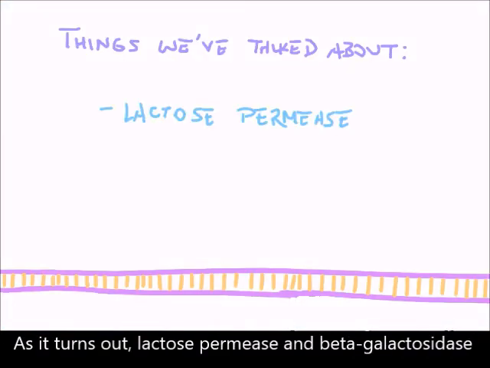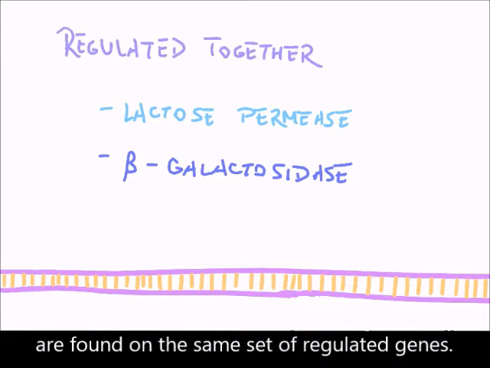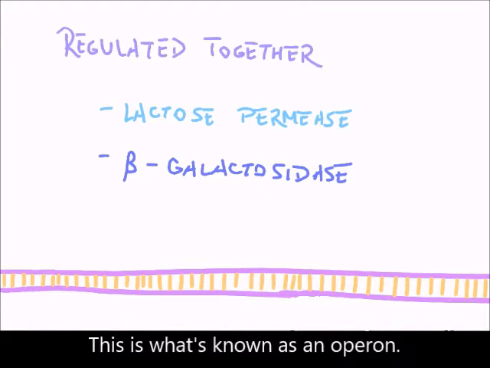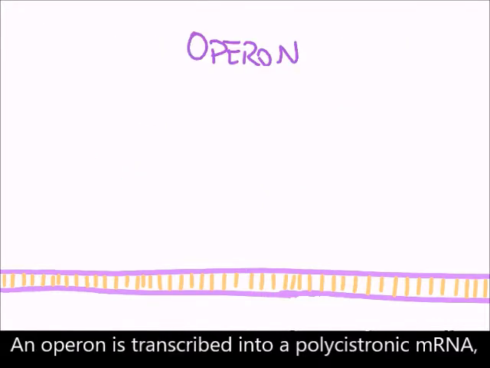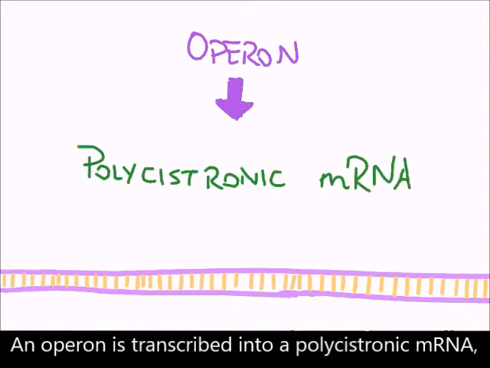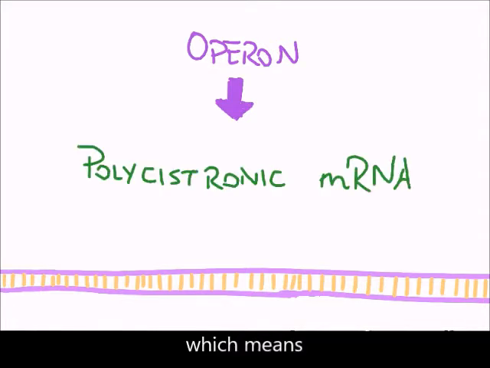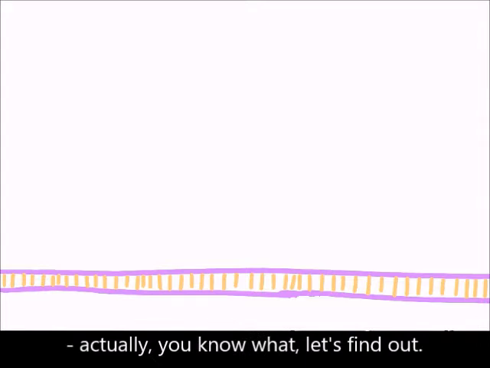As it turns out, lactose permease and beta-galactosidase are found on the same set of regulated genes. This is what's known as an operon. An operon is transcribed into a polycistronic mRNA, which means... Actually, you know what? Let's find out.